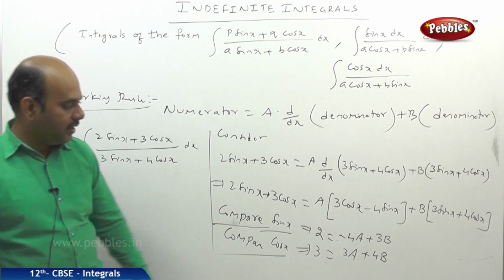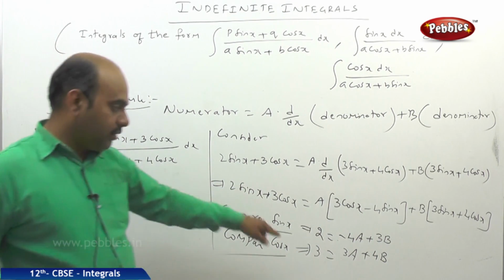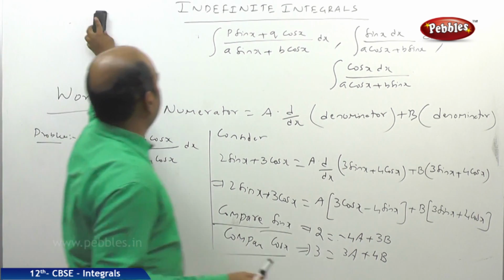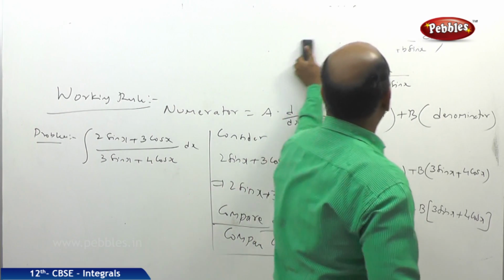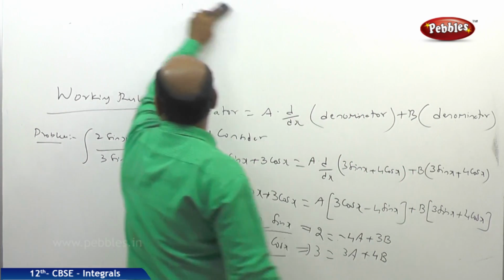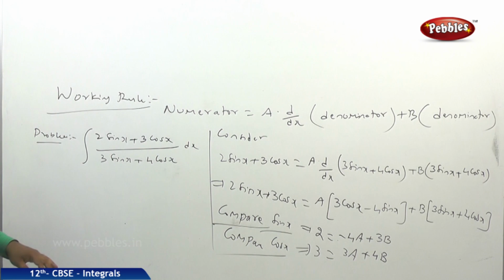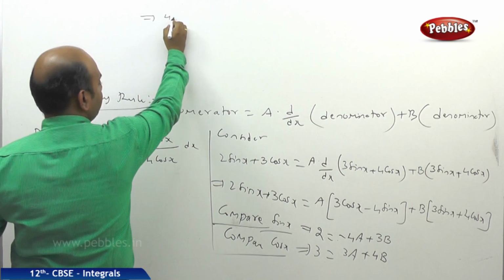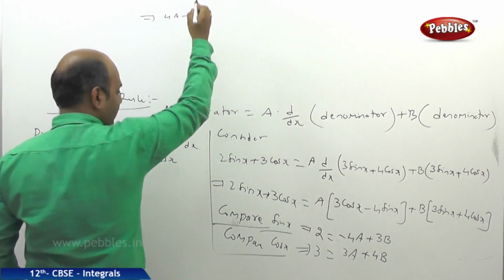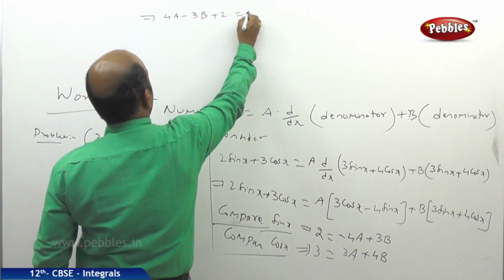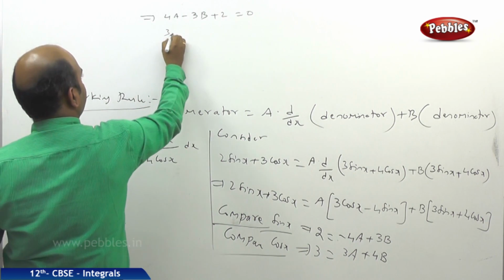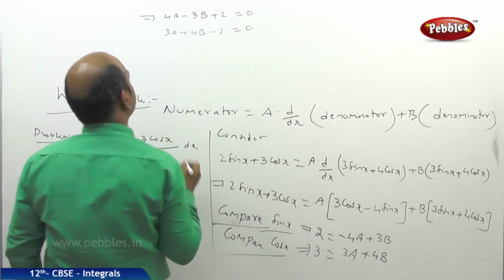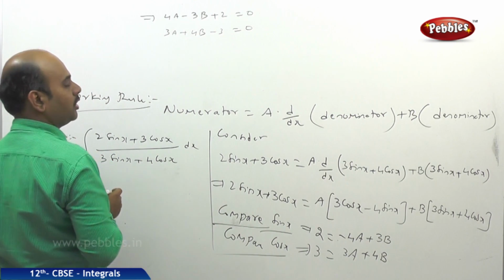Now if you observe carefully, I got two equations. I need to solve those two equations and evaluate a and b. I'll be solving those two equations by using the rule of cross multiplication. So those two equations I can write as 4a minus 3b plus 2 equal to 0. Another one is 3a plus 4b minus 3 equal to 0. So the rule of cross multiplication I will be writing.